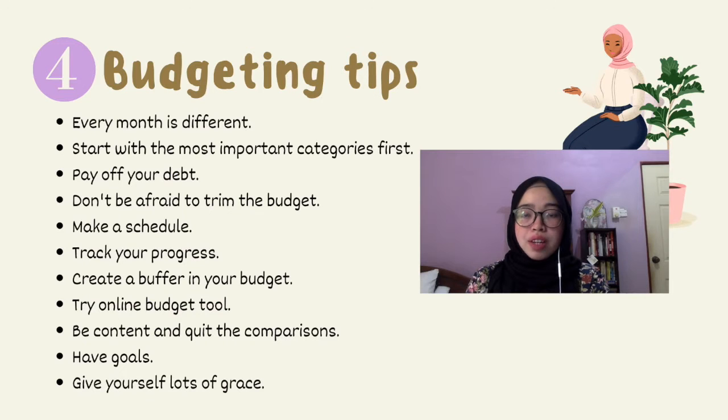Okay, after explaining the budgeting process, we share some tips for our targeted community. We included budgeting tips such as every month is different. Next, start with the most important category first, such as food, internet subscription, and so on. Next, pay off debt. We emphasize our targeted community to pay off their debt, even in a small amount continuously.